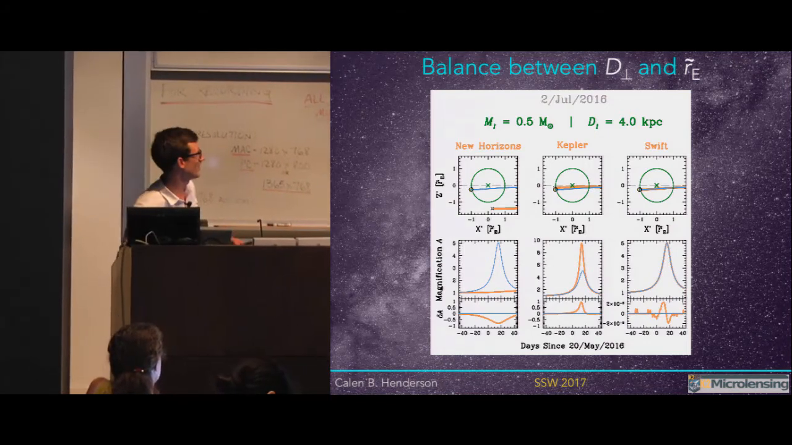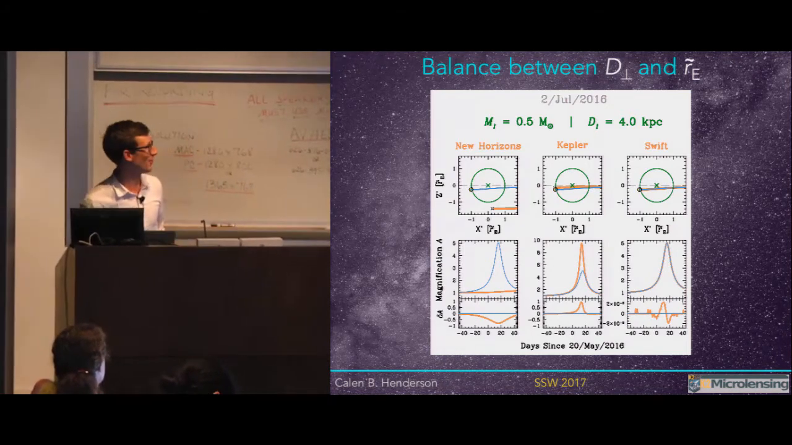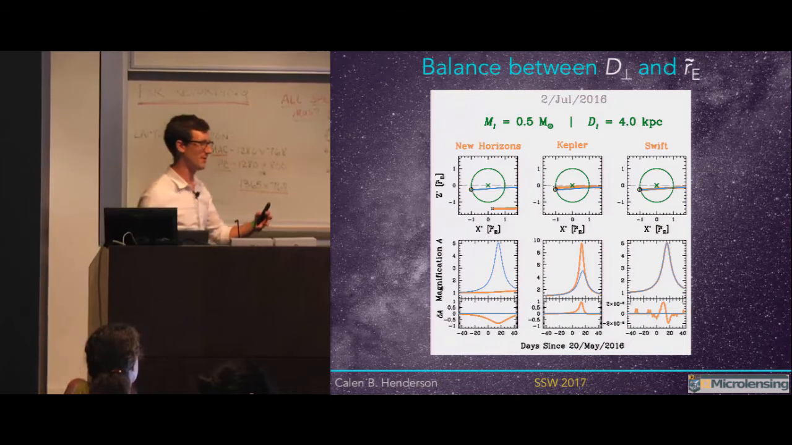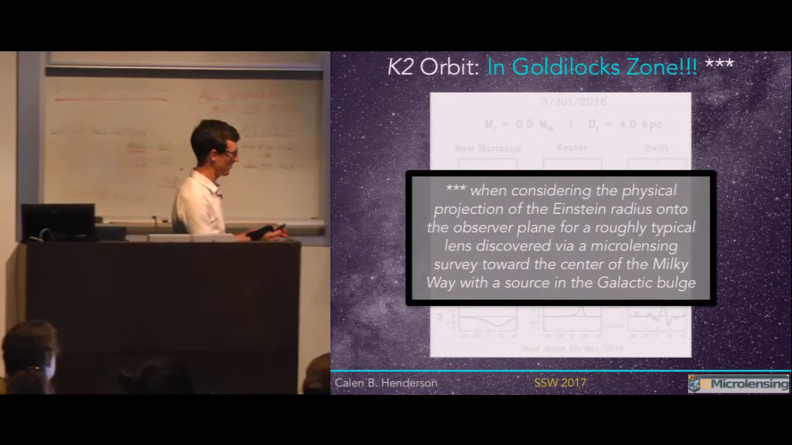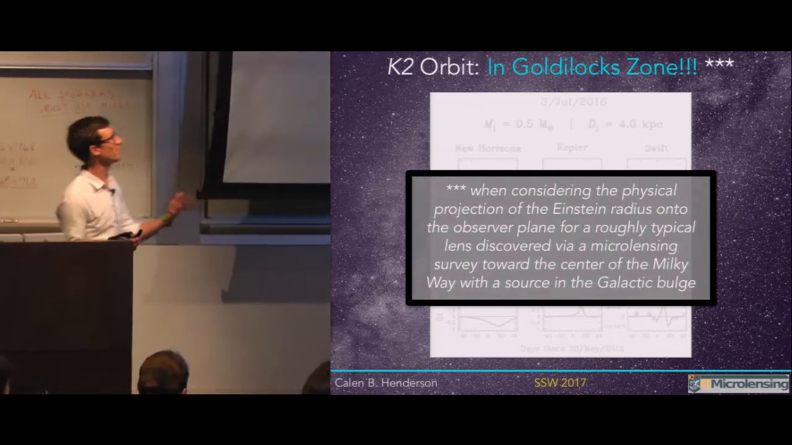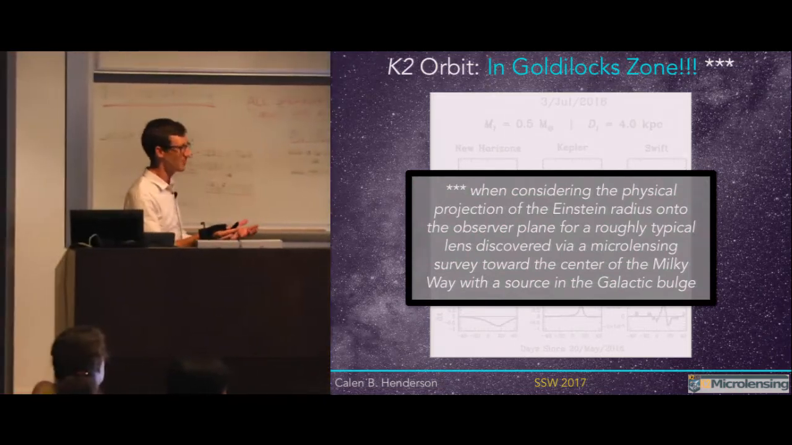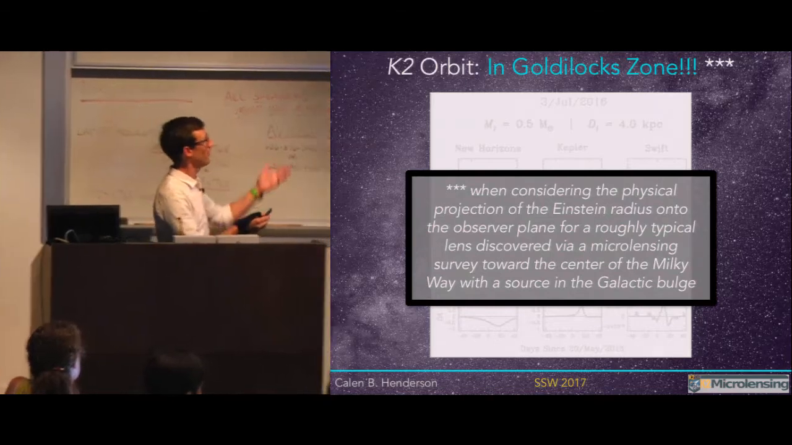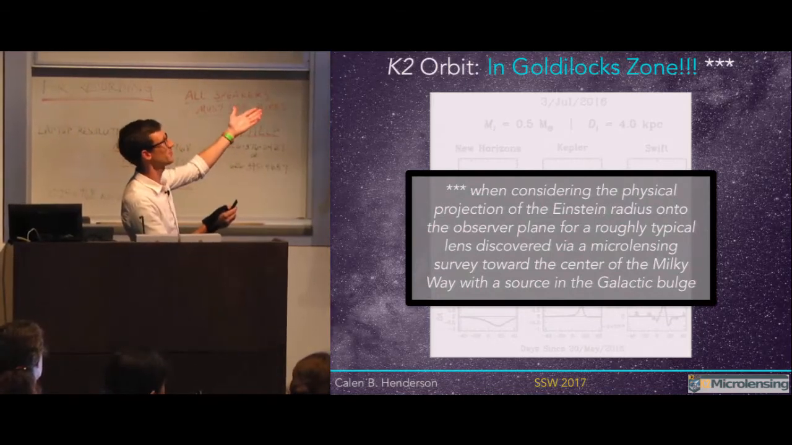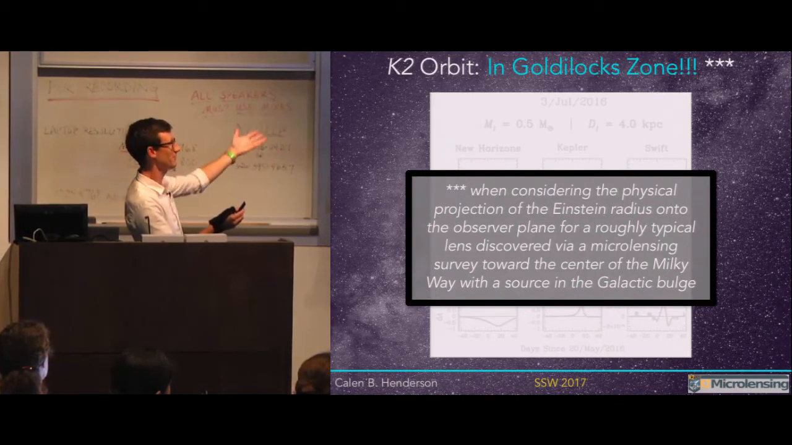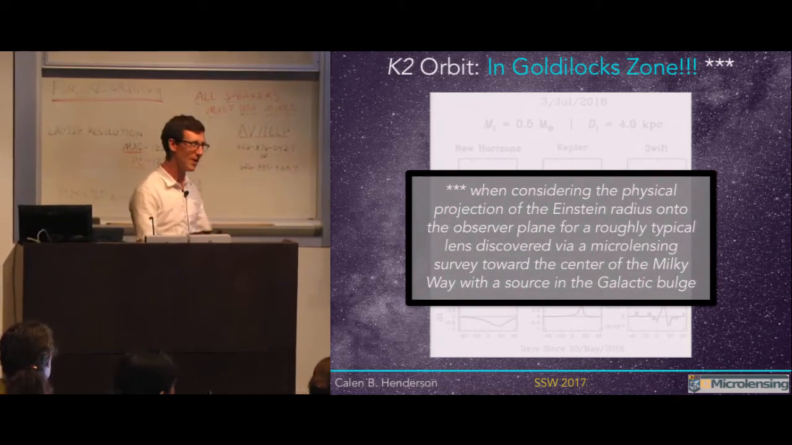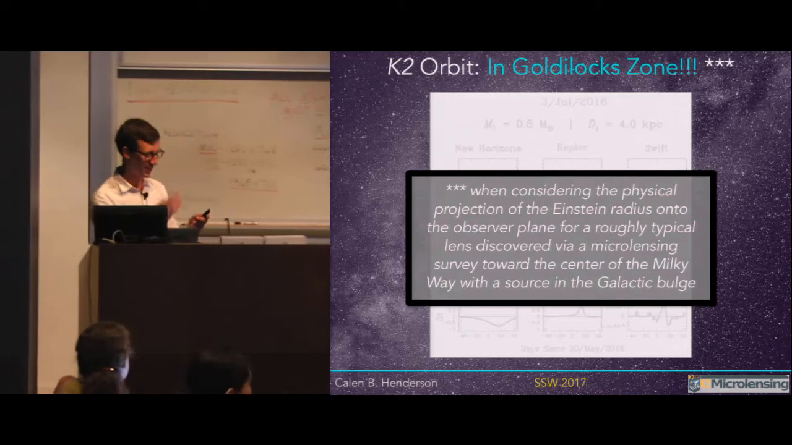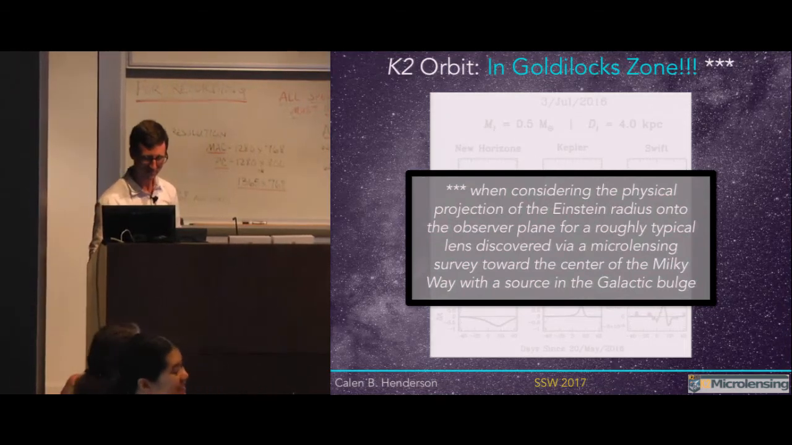For those of you who have been thinking a lot about habitability and the Goldilocks zone in terms of transit and RV surveys, I guess you could call the orbit of K2 in the context of microlensing in the Goldilocks zone. Specifically, that means when considering the physical projection of the Einstein radius onto the observer plane for a roughly typical lens discovered via microlensing survey toward the sun and Milky Way with the source in the Galactic Bulge. Not quite as catchy, but it really is in that sweet spot.